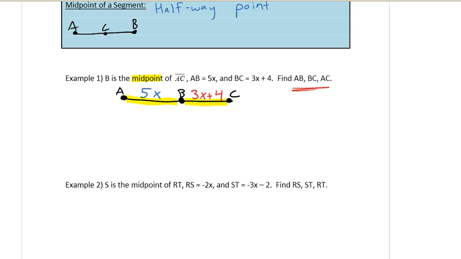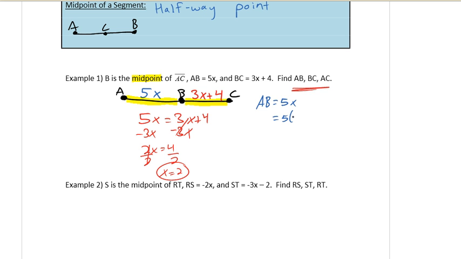So if we know that's true, we also know that 5x is equal to 3x plus 4 because AB is equal to BC. Subtract 3x, 2x equals 4, divide by 2, x equals 2. There's part of our answer. Now go back in any order you want, find AB. So AB is made up of 5x, so 5 times 2. AB is 10.